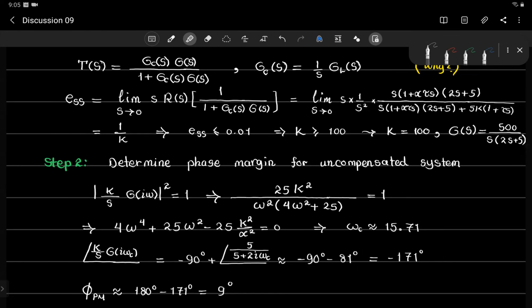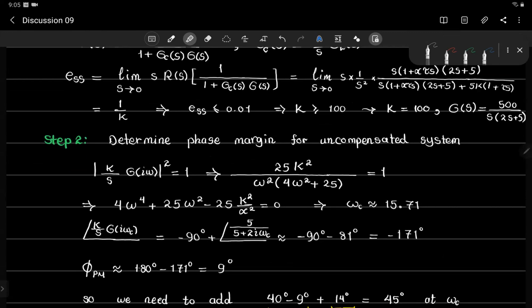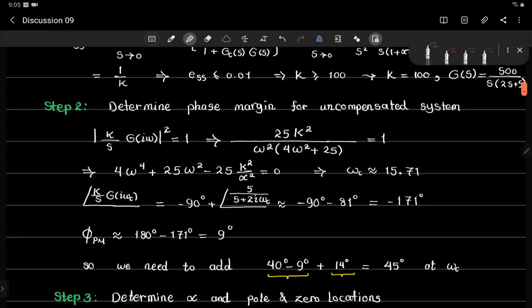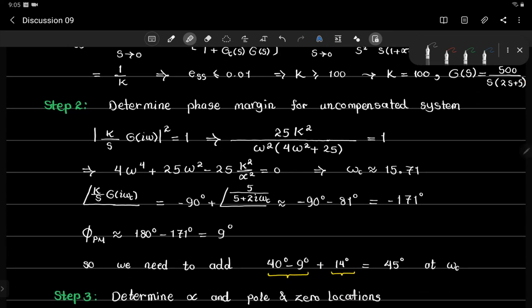Someone has a question? No? Okay. And so to compute the phase margin it is just 180 minus 171, which gives 9 degrees. So these 9 degrees are the phase margin of the uncompensated system, which means that if we want a phase margin larger than 40 degrees, we need to add 40 minus 9 degrees, and we also add some safety factor, so that the total phase that we need to add eventually is going to be 45 degrees. We want to add that at omega c, so that the phase margin becomes larger than 40 degrees.